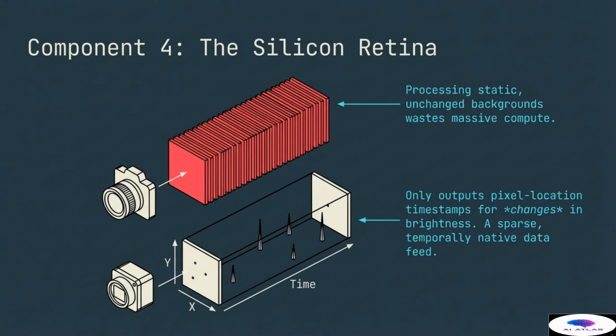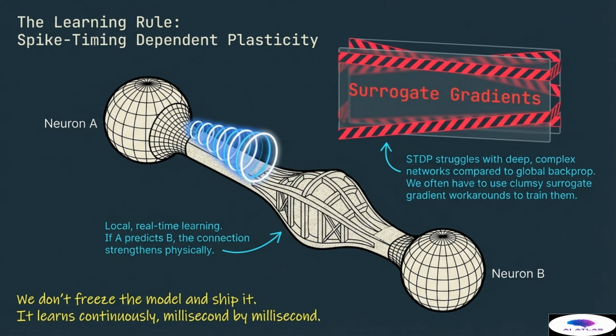This is a perfect example of how copying biological sensors can lead to massive improvements in how machines perceive and interact with their surroundings. Learning in these systems follows a specific rule known as spike timing dependent plasticity, or STDP. Unlike traditional AI, where we freeze a model after training and ship it, these systems learn continuously, millisecond by millisecond. It is a local and real-time learning process. If neuron A predicts the firing of neuron B, the physical connection between them strengthens. This is the physical manifestation of learning through experience.